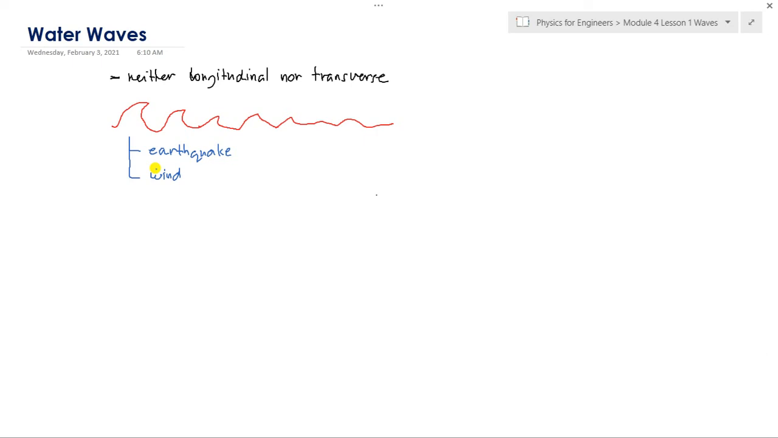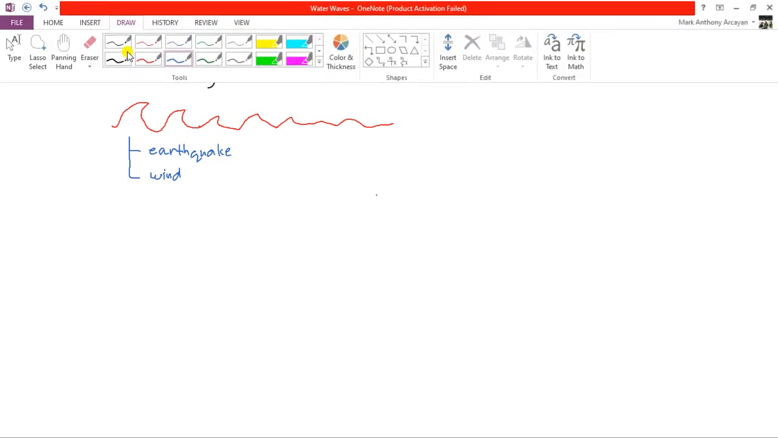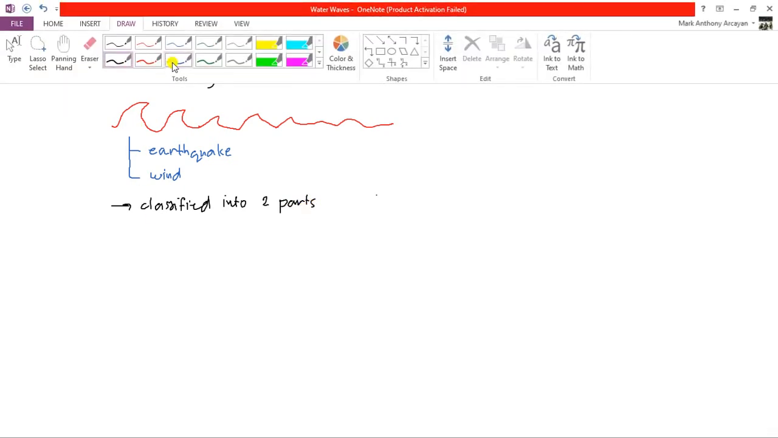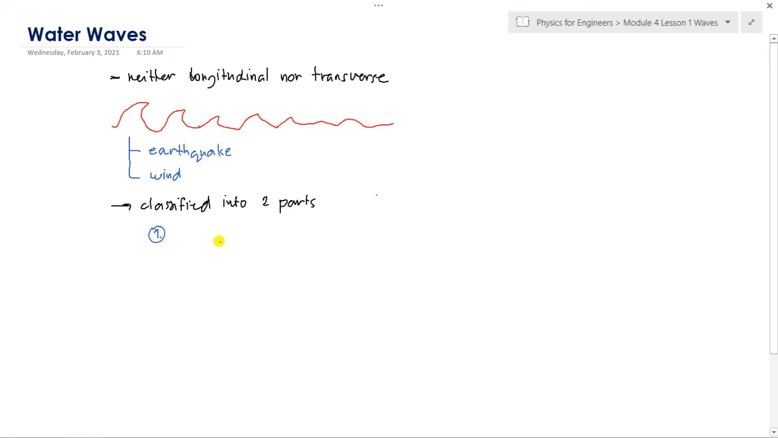So for the water waves class, since it is neither longitudinal nor transverse, it has another classification. It is classified into two parts. The first one is called deep water waves. So what are deep water waves? This kind of water wave is one where the depth of the wave is greater than 1/2 of its wavelength.